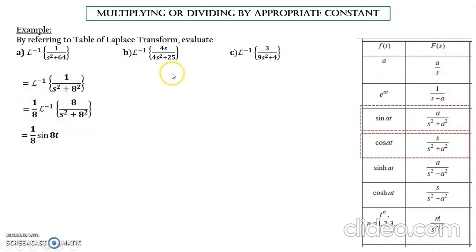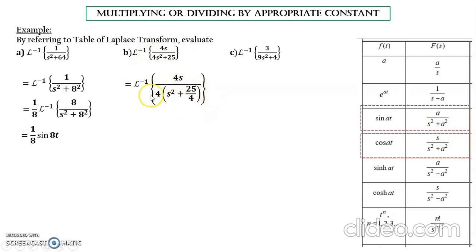Okay. So, kita pergi kepada contoh yang kedua. Inverse Laplace transform untuk function 4s bahagi 4s kuasa 2 tambah 25. Okay. So, dekat sini kita tengok. Dekat sini, kita ada 4s kuasa 2. But here, kita ada s kuasa 2 je. So, apa kita boleh buat? Kita faktorkan 4 yang kat bawah ni dulu. So, kita dapat 4 multiply with s kuasa 2 tambah 25 per 4.